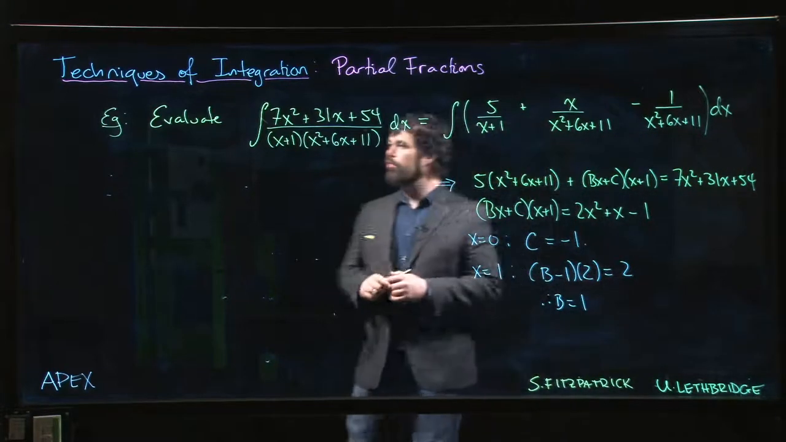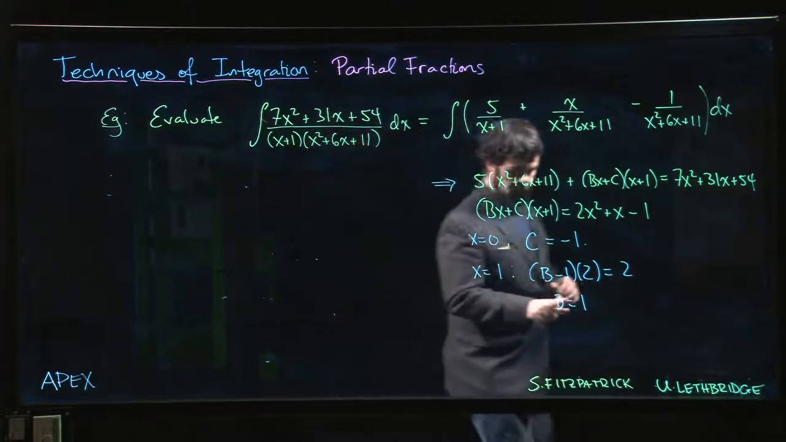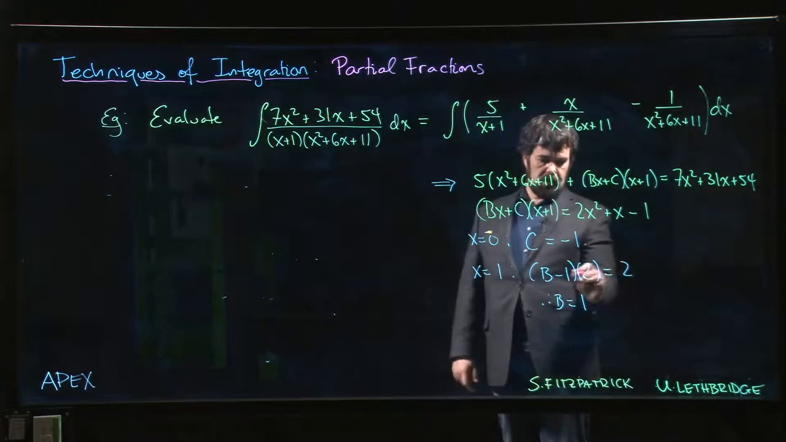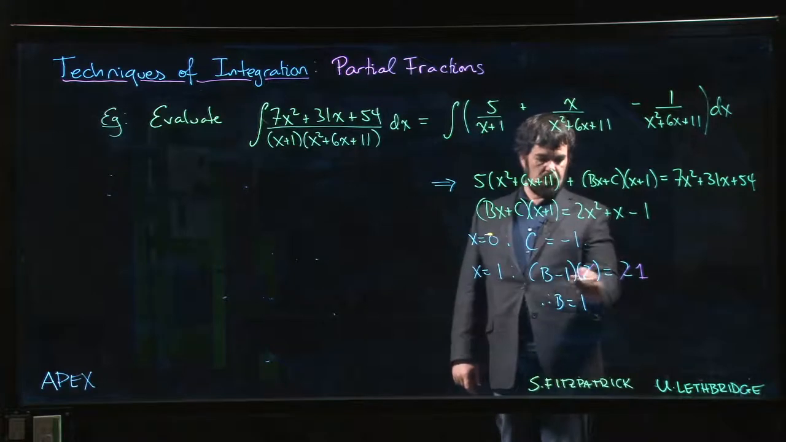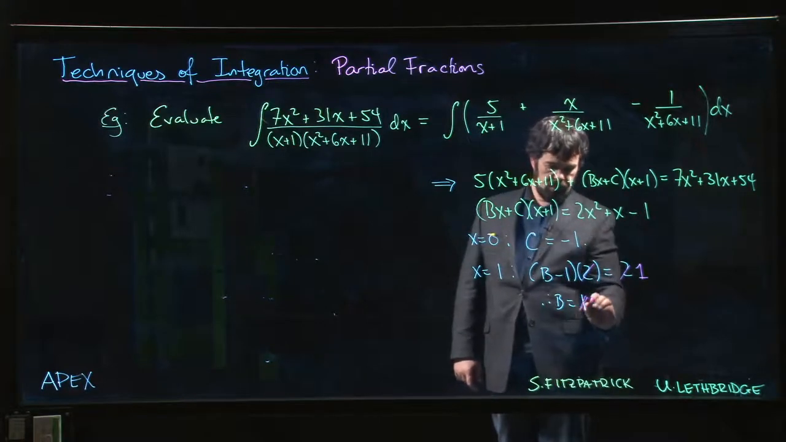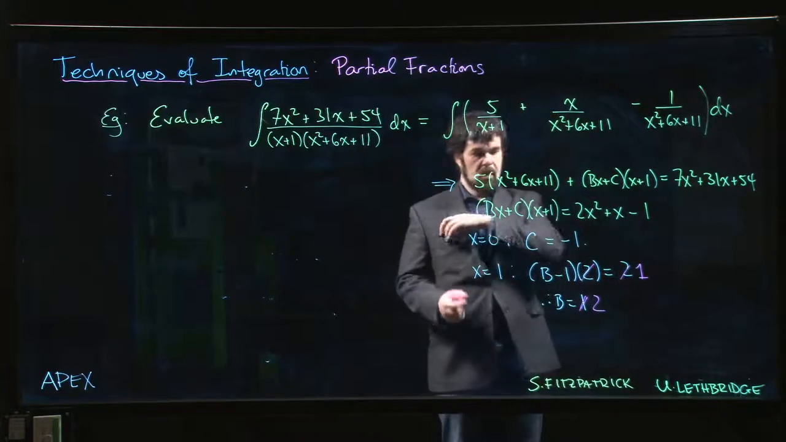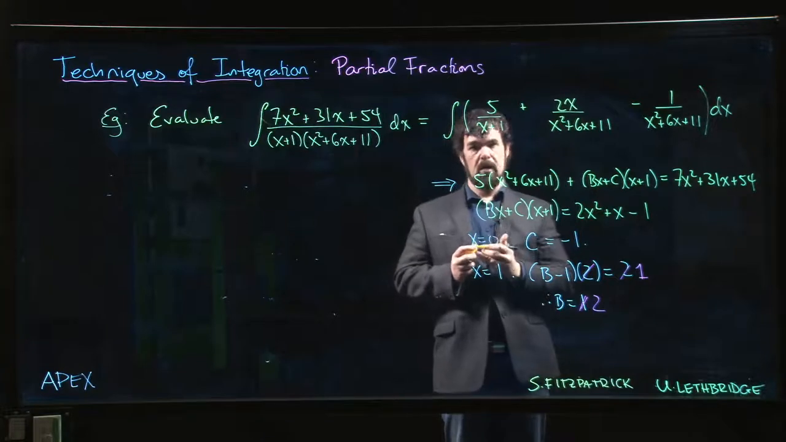All right, so we're back to finish off this integral. Before we get started, realize I made one small mistake here, just an arithmetic error, right? Divide both sides by 2. That leaves me with b minus 1 equals 1. So, in fact, b should be equal to 2. Okay? So that gives me a 2x up here.